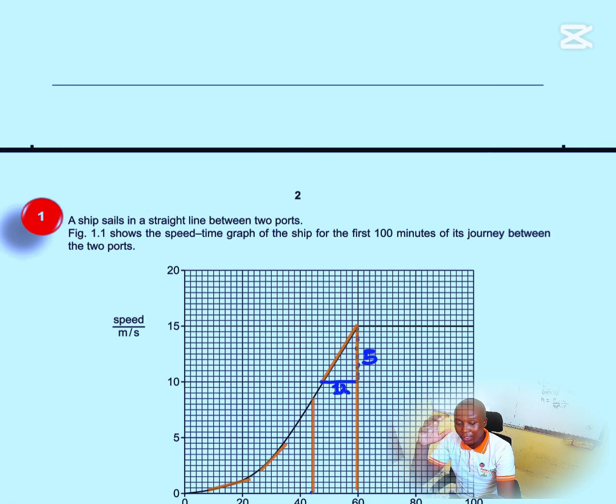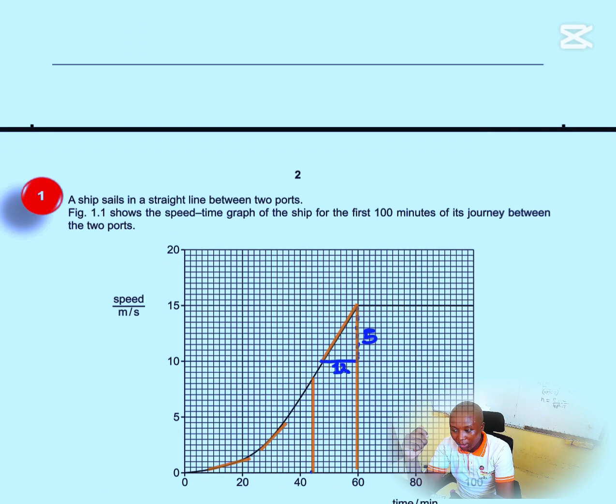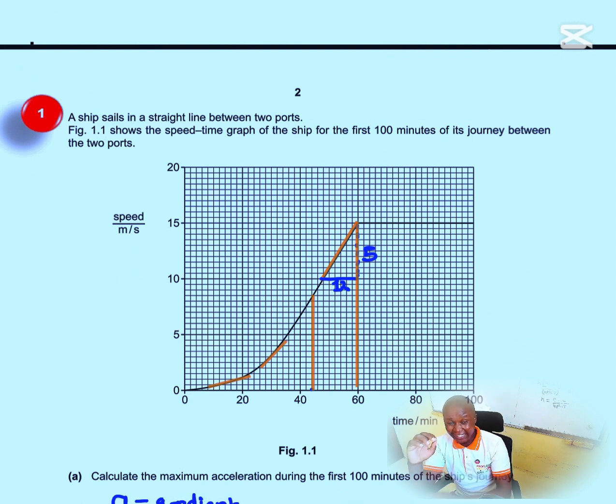The first question that we said here is the question to do with motion graphs. And something that you need to be very careful with is understanding the different features which are represented by motion graphs. For instance, if we are talking about distance time graphs, it means that the gradient of a distance time graph is going to give you velocity.